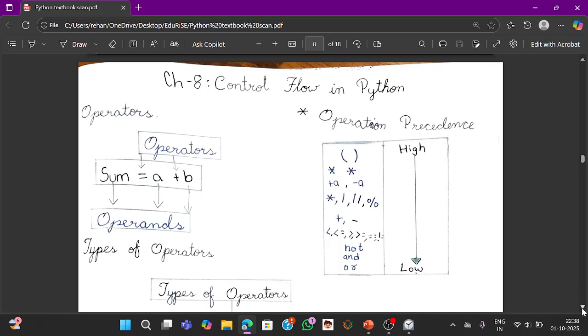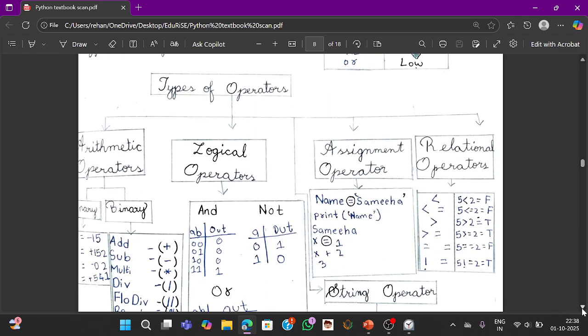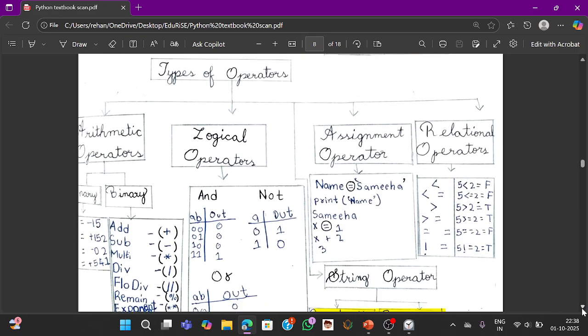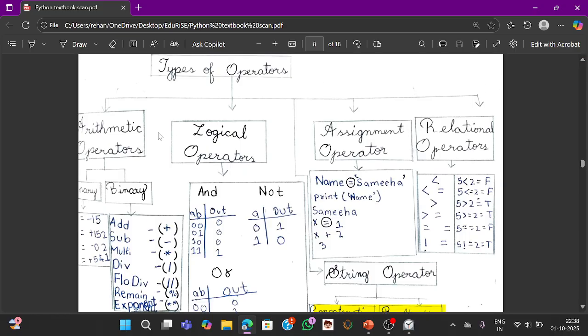In the simple form, we have understood the definition of operators. Then we have also talked about types of operators. If you see in the cheat sheet, you can easily understand that we are going to discuss five different operators, starting with the arithmetic operator, which is unary and binary type. Then we have logical operators, string operators, assignment operator, relational operator.